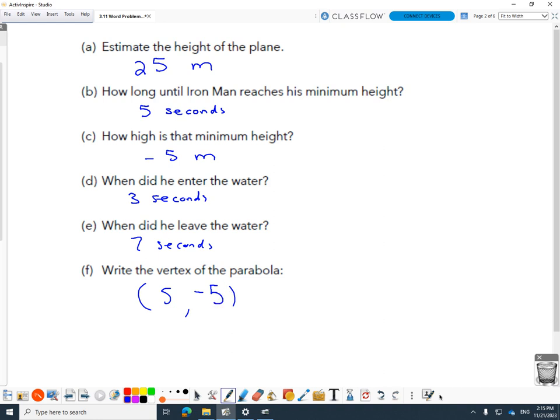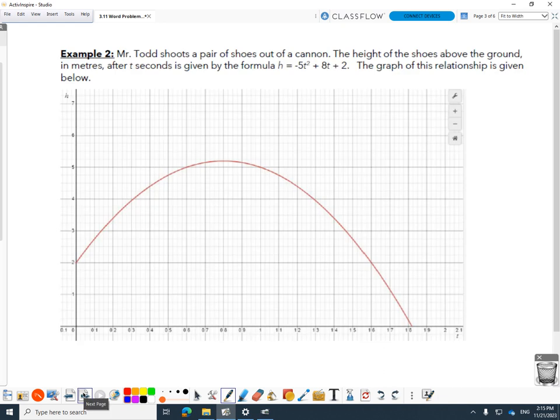We're good? Any questions about those answers on the first one? That's all it is today, word problems. So again, if factoring is still a challenge for you come test day, make sure you at least try the word problems. Because I think with the word problems, you just have to look at the parabola and try to answer the questions about it. Because I'll give you the parabola. Next one. Mr. Todd shoots a pair of shoes out of a cannon.